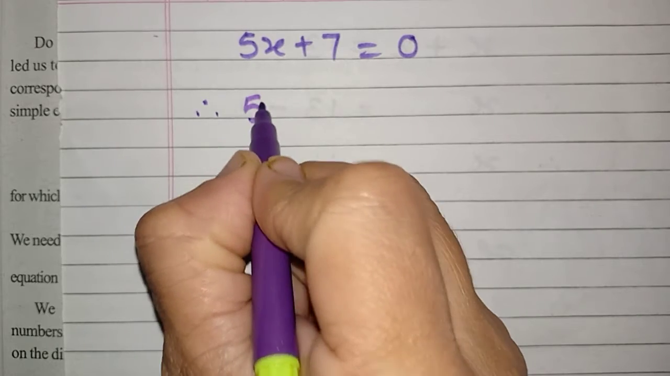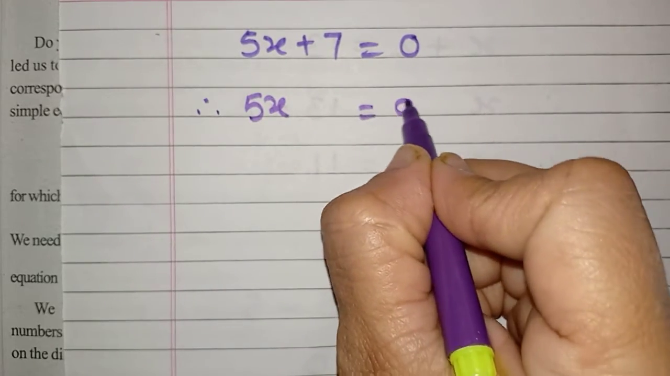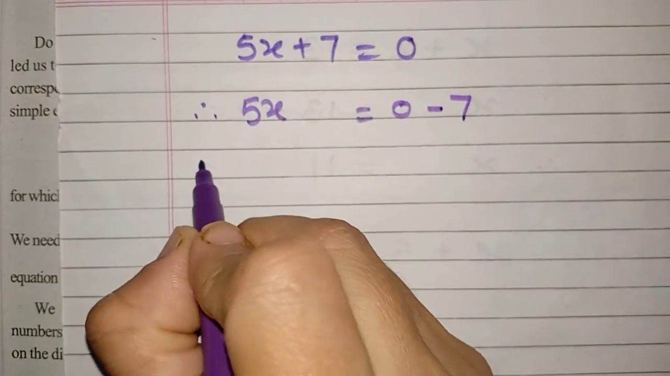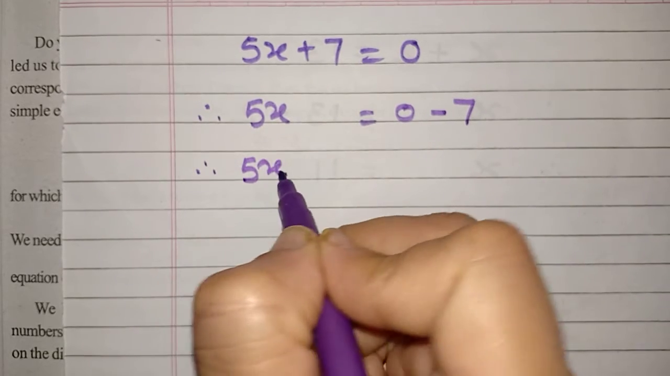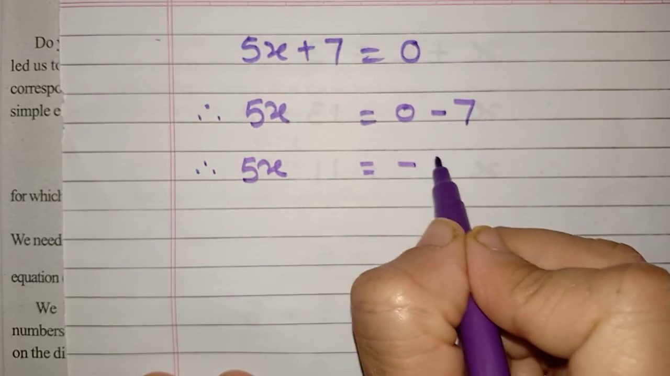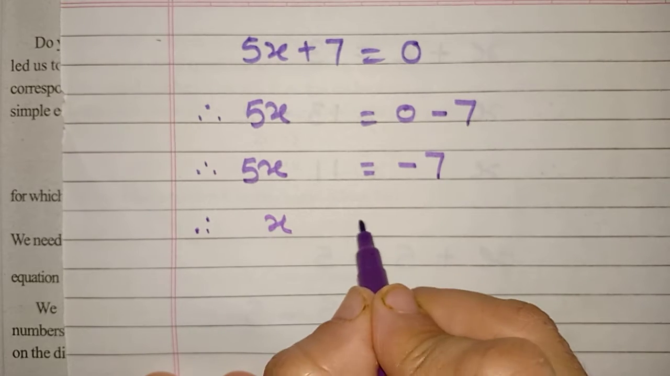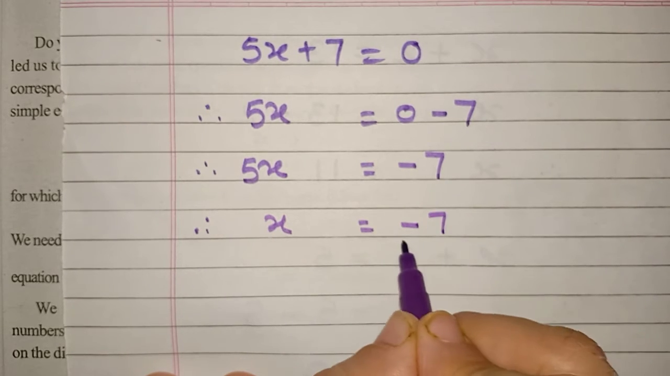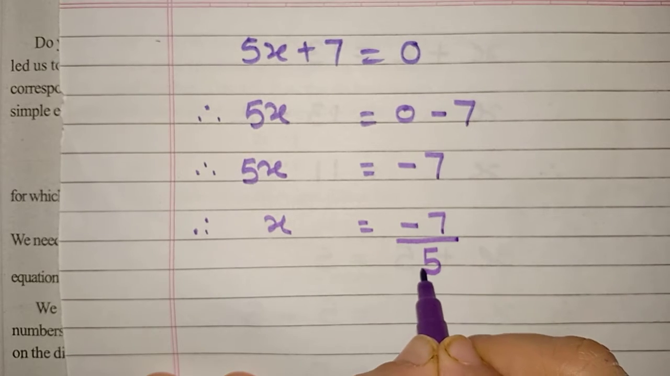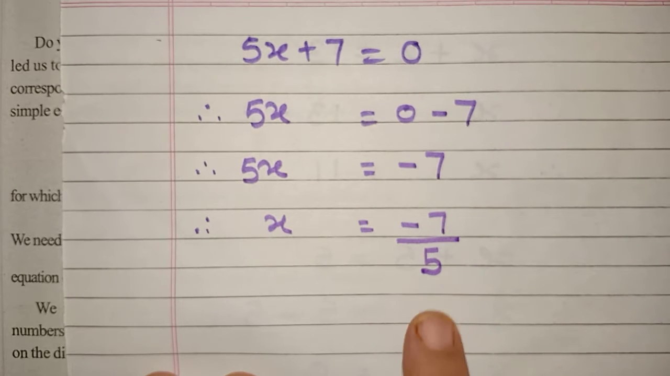Now I will keep 5x on this side. 0 minus 7. So I got minus 7 as the answer. Now I will keep x on this side and take the 5 to the other side. Again, if you see, it is not a whole number or a natural number or an integer.